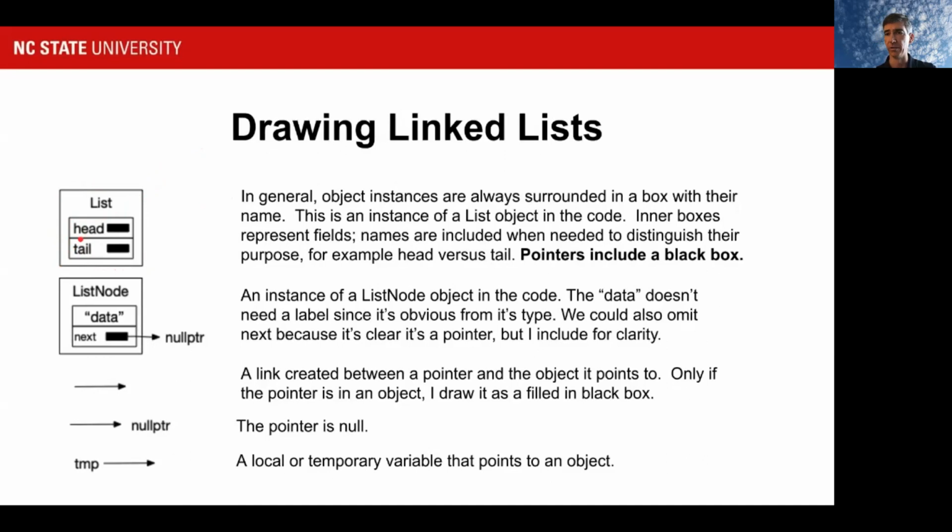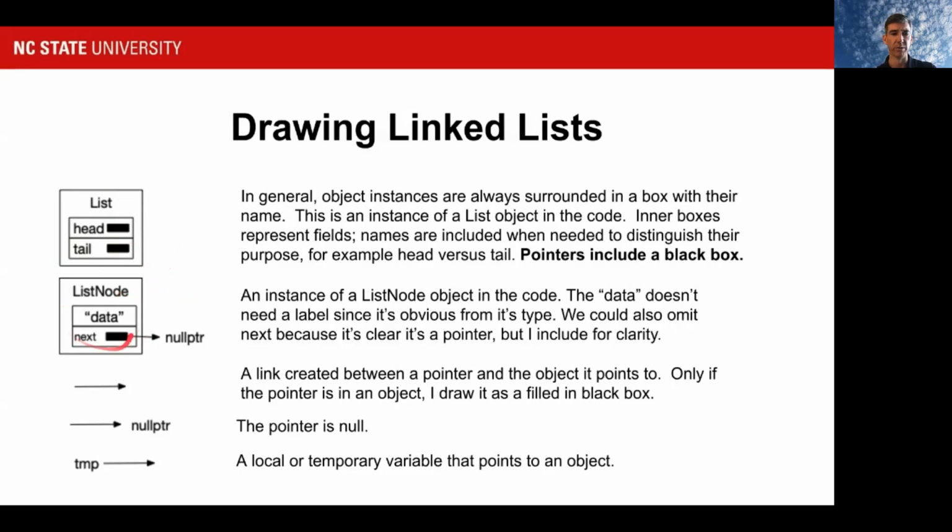And since it would be hard to tell apart these fields if I didn't tell you what they are, I'm going to put their names in here. And that allows me to distinguish them. And another thing I'm going to do, though this is fairly optional, is whenever I have a pointer, I'm going to put a black box inside the pointer field. And that way you know that there should be something coming out of that box. An arrow should be coming out of such a box. Pointers always include a box, and then we're going to show the relationship between a pointer and what it points to using an arrow.